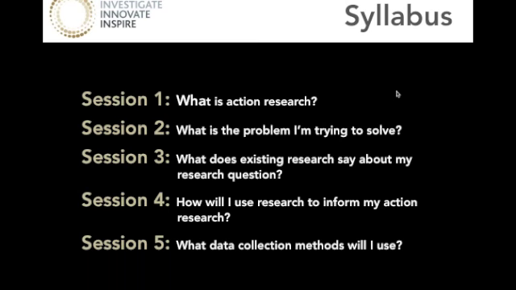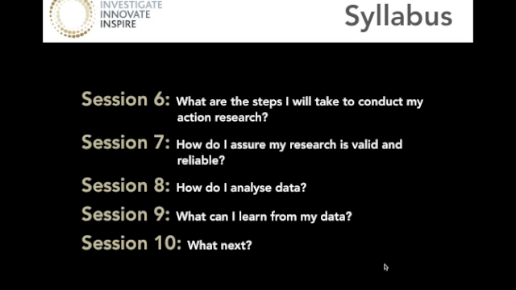In session 6, we're going to be looking at the steps that you're going to take to conduct an action research project. Session 7, how do I assure my research is valid and reliable? So we're going to be examining what we mean by validity and reliability and how you achieve those in a classroom-based, practitioner-led action research project.